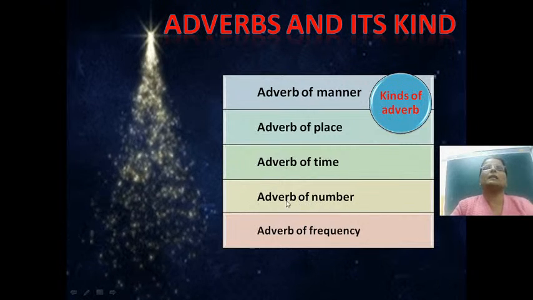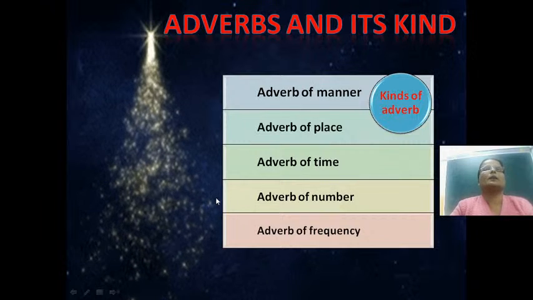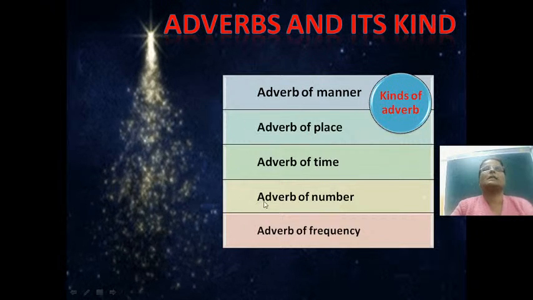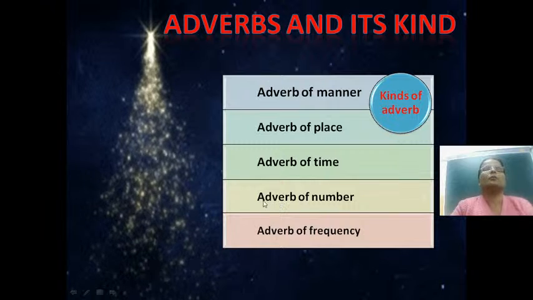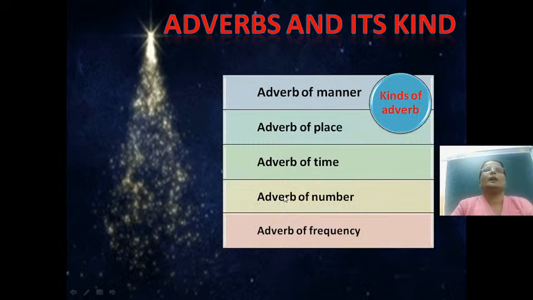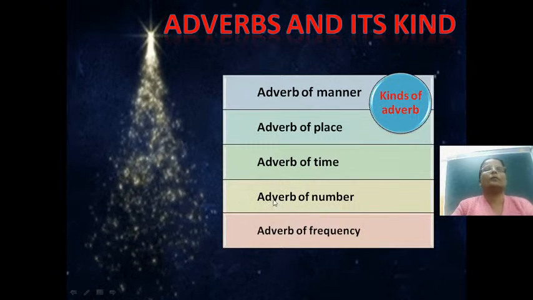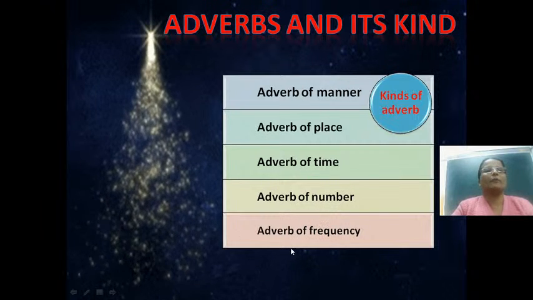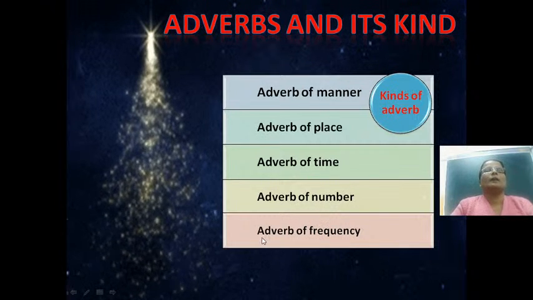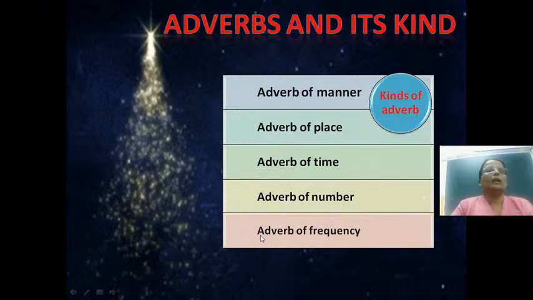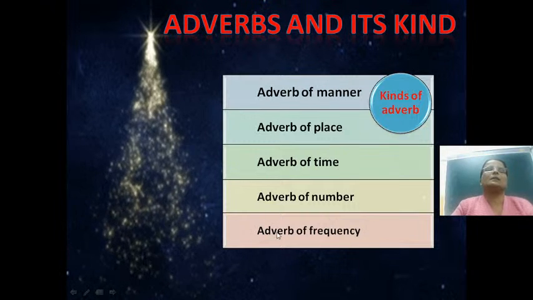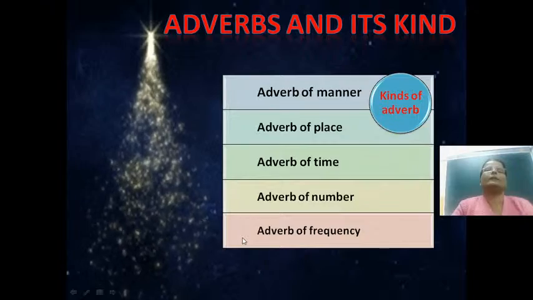Adverb of time tells us when or at what time an action took place and it answers the question when. Adverb of number tells us how many times an action took place and it answers the question how many, and it includes cardinal and ordinal numbers. Adverb of frequency tells us how frequently we do an action. It answers the question how often.